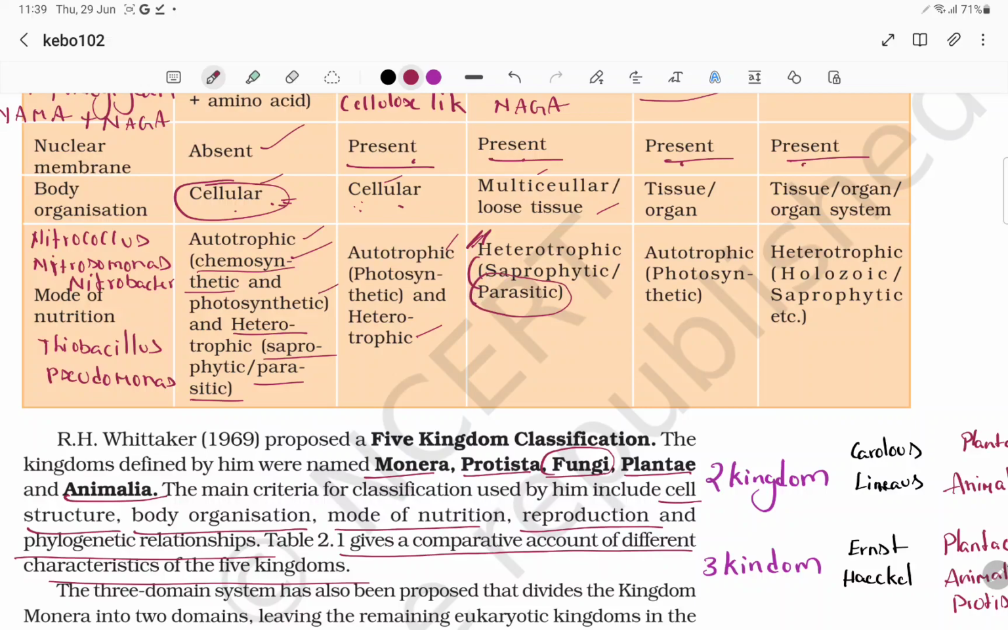Coming to the autotrophic, which is photosynthetic. All are photosynthetic in nature when it comes to kingdom Plantae. Heterotrophic will be holozoic in nature, which means they take in food as solid. And saprophytic means they decompose dead and decaying matter. So these things are present.